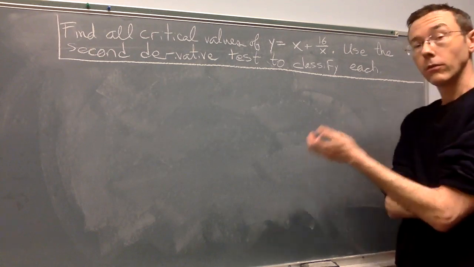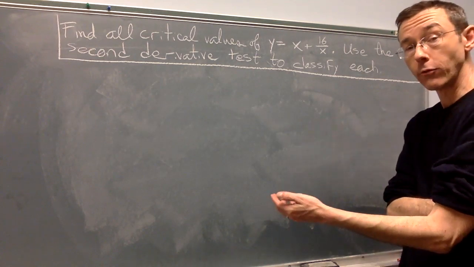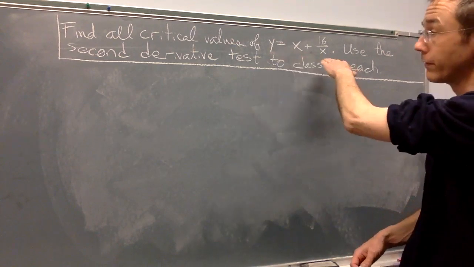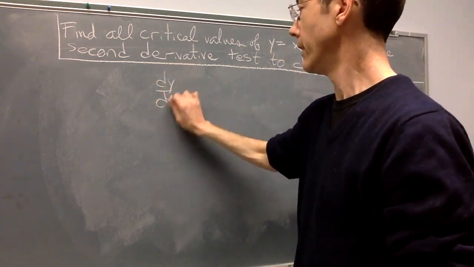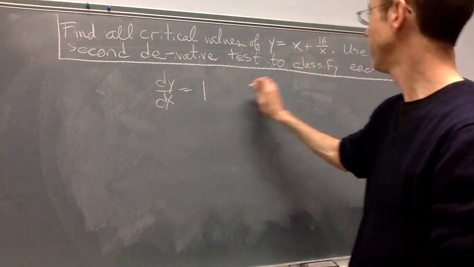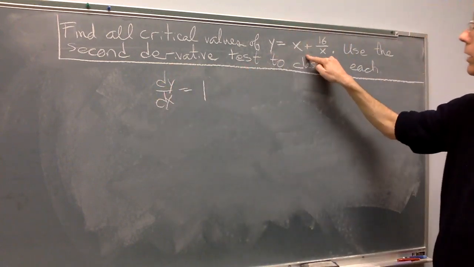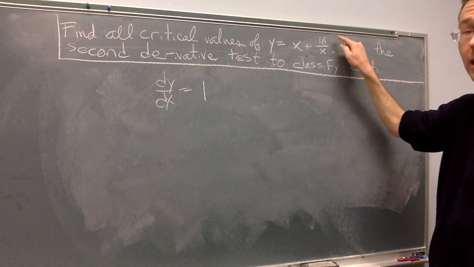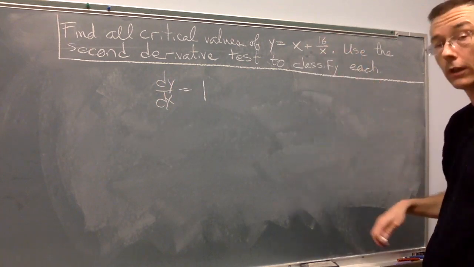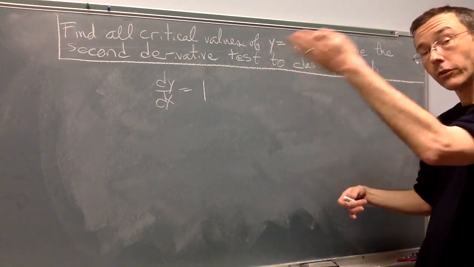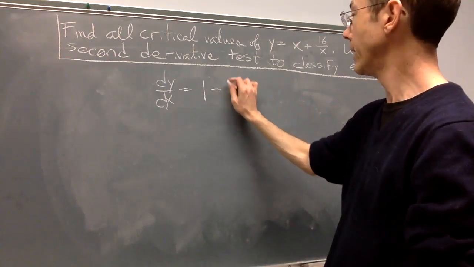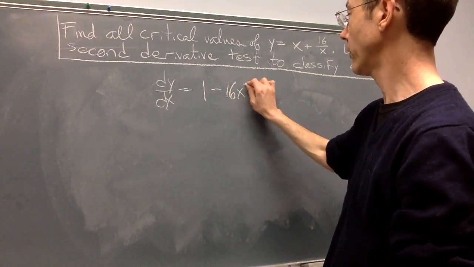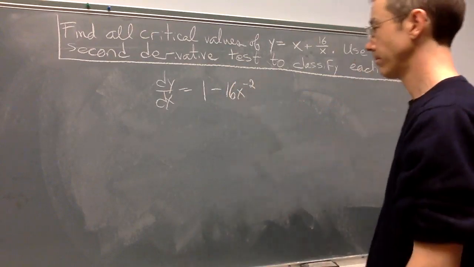So, finding critical values is a first derivative question. We need to take a derivative here. dy/dx equals 1, plus 16x to the negative first is how I'm doing this. To differentiate x to the negative first, the power comes down, I reduce the power by 1. So 1 minus 16x to the negative second.